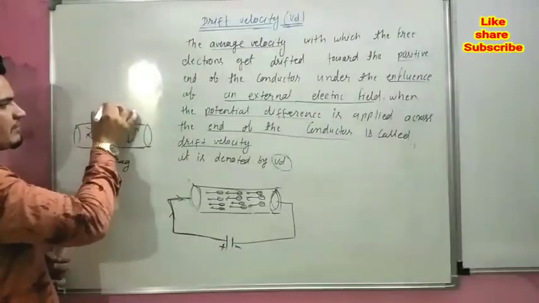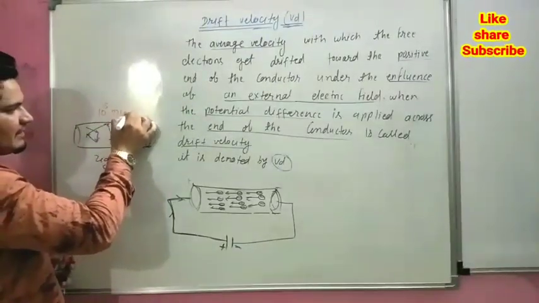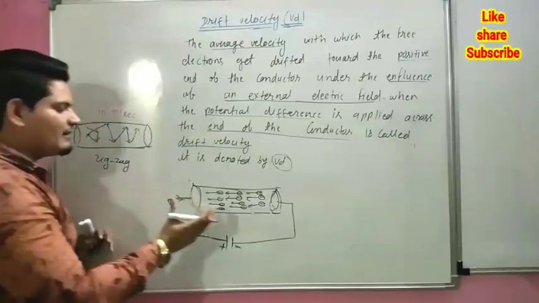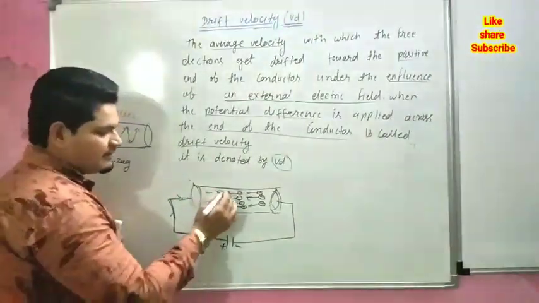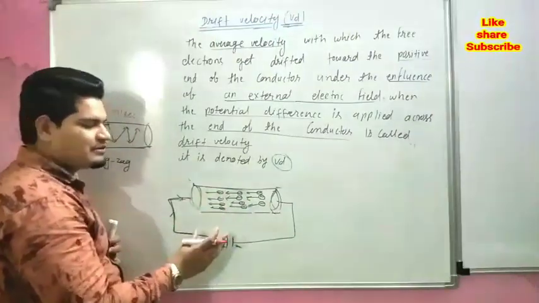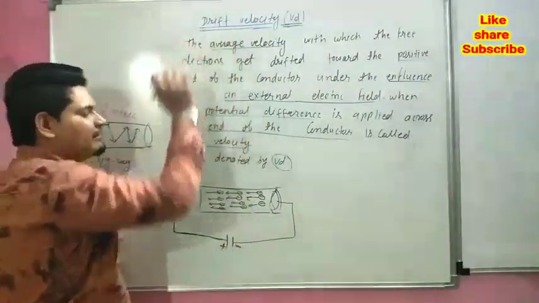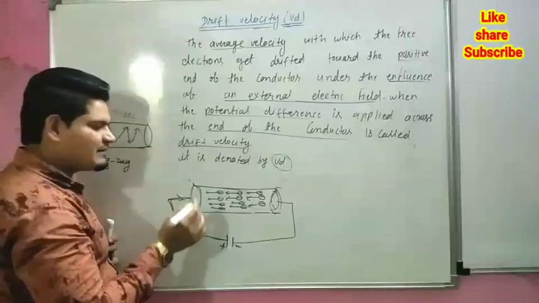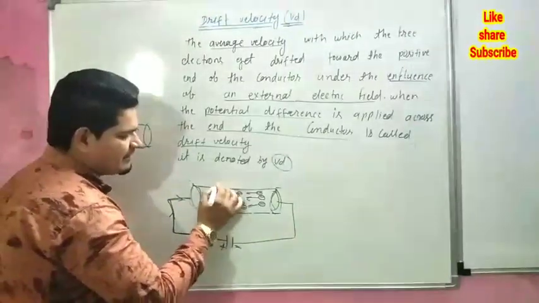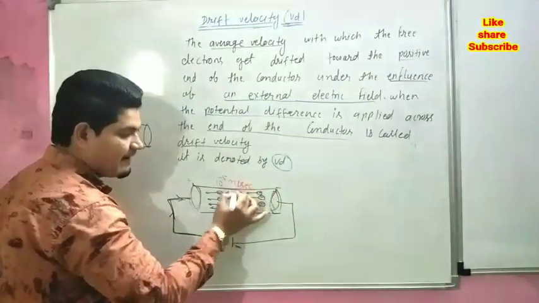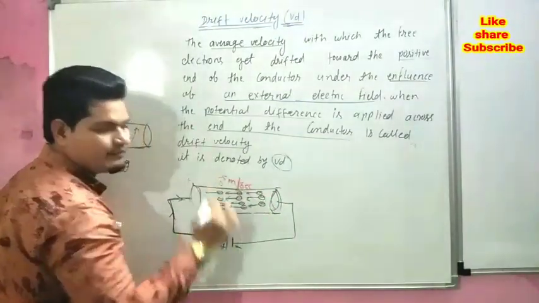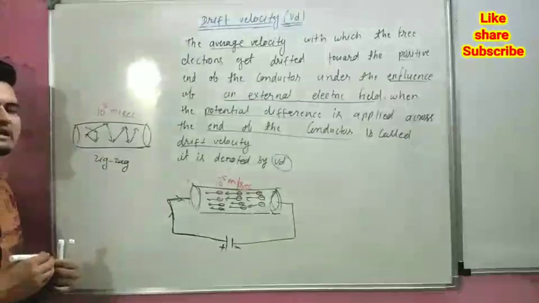Their speed is approximately 10 to the power 5 meter per second. But when an external force is applied to the ends of the conductor, they move with an average velocity, and this average velocity is called drift velocity. It is approximately 10 to the power minus 5 meter per second. It is very small.